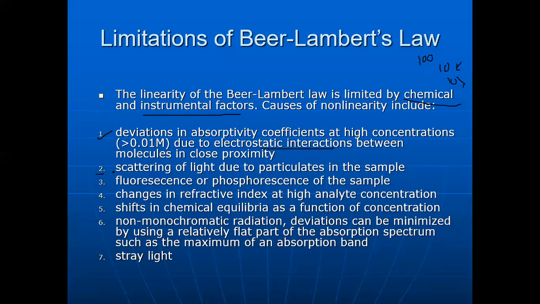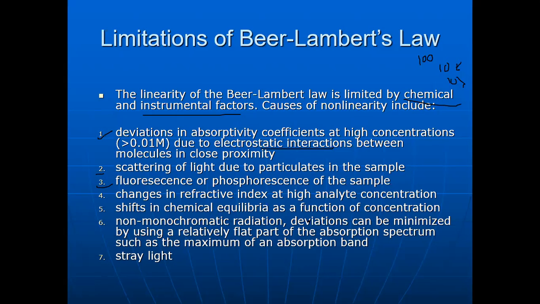Another problem is scattering of light due to particulates in the sample. If there are small particles, or proper filtering is not done, some scattering will take place. That is a problem. And there is also a problem with fluorescence and phosphorescence samples. If your sample is fluorescent, it will itself give some fluorescence. If it emits light radiation, in that condition we will have some problem.